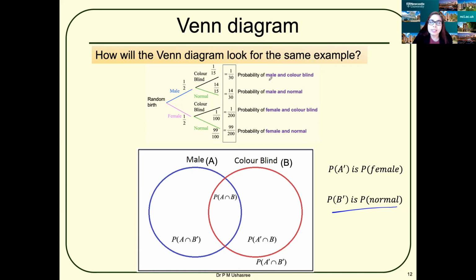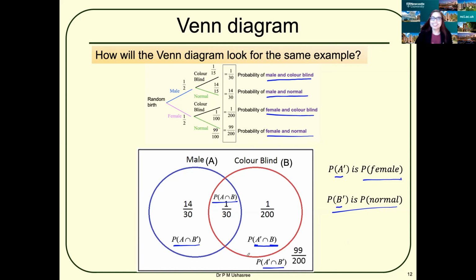You know what male and colorblind is. That's this, so you can fill 1 over 30 there. Male and normal, that is 14 over 30. Normal is B prime. Can you see that? So male and normal is this, and you fill it there. Female and colorblind: female is A prime, and colorblind is this, so you can fill that in. Similarly, female and normal: female is A prime, normal is B prime, so you can fill that here.